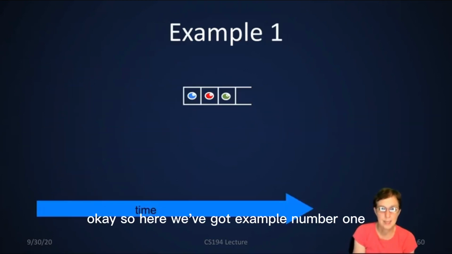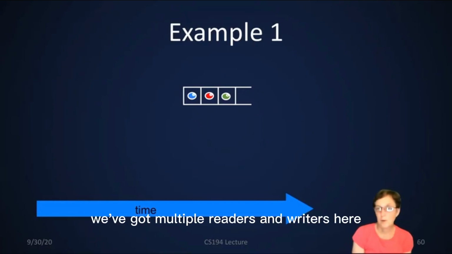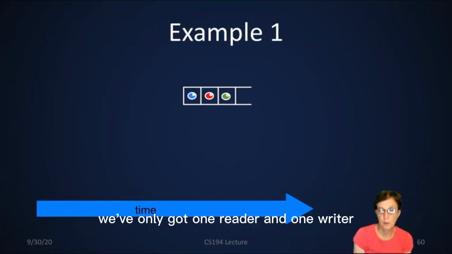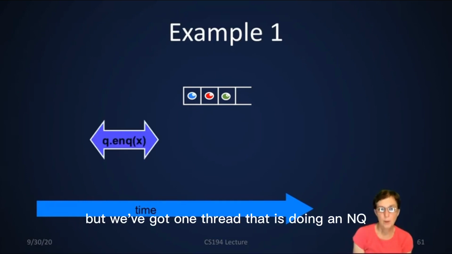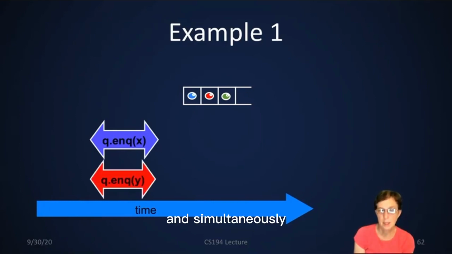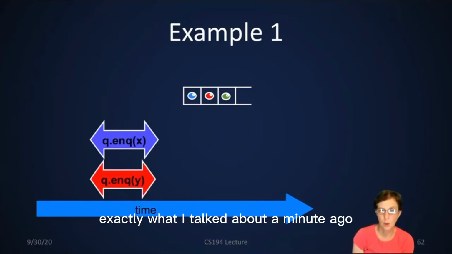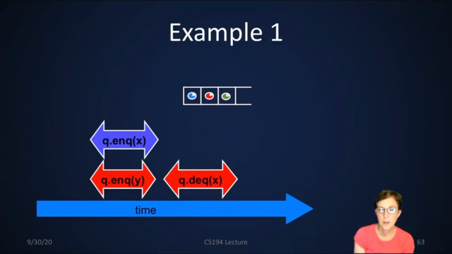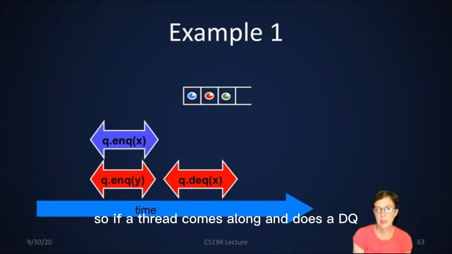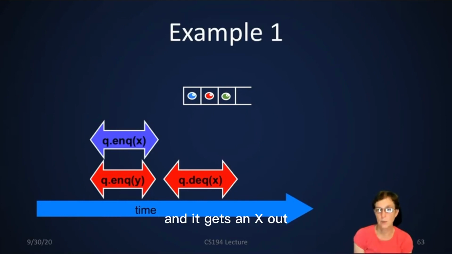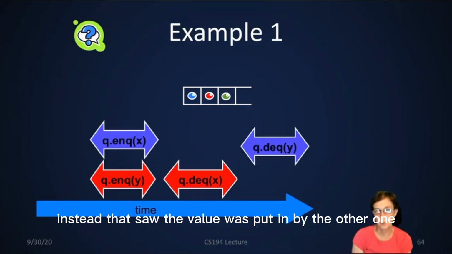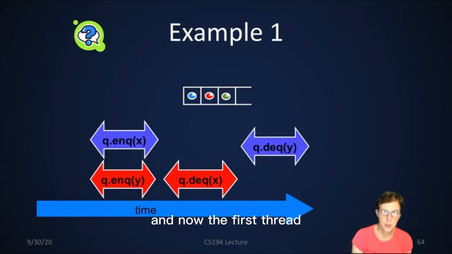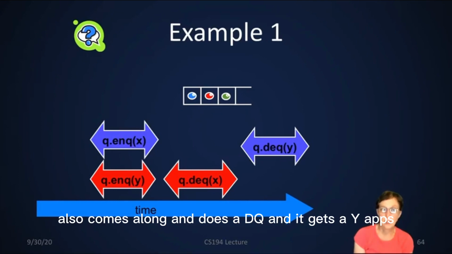Okay, so here we've got example number 1. We've got our little queue. We've got multiple readers and writers here. So this is not the case where we've only got one reader and one writer, although we'll only have a couple threads just to make it simple. But we've got one thread that is doing an NQ. And simultaneously, exactly what I talked about a minute ago, another thread is also doing an NQ. So if a thread comes along and does a DQ, and it gets an X out, which is the value that was put in by the first thread, is that okay? It didn't see its own value that it put in. Instead, it saw the value that was put in by the other one. And now the first thread also comes along and does a DQ, and it gets a Y out.